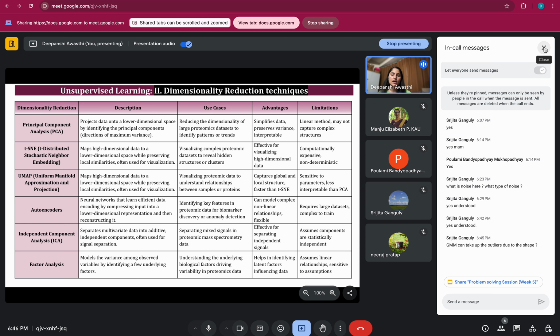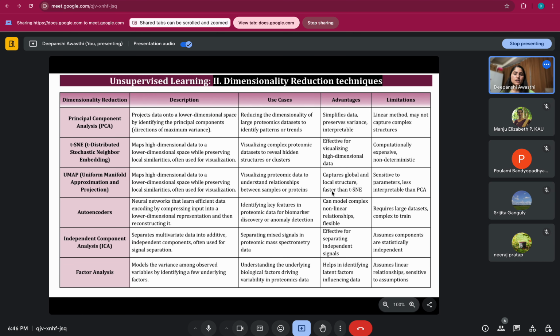So you have to make sure that your data is normally distributed, otherwise the Gaussian mixture model will capture the outliers as well, and it will disturb your clustering. It will influence it in a bad way.